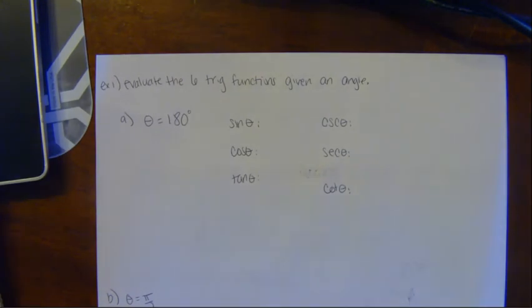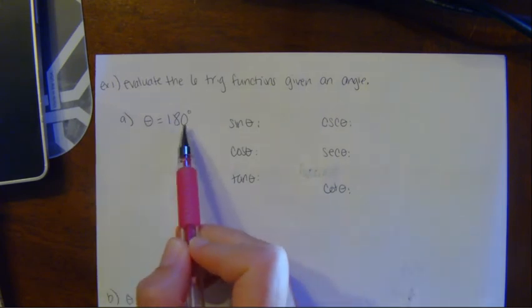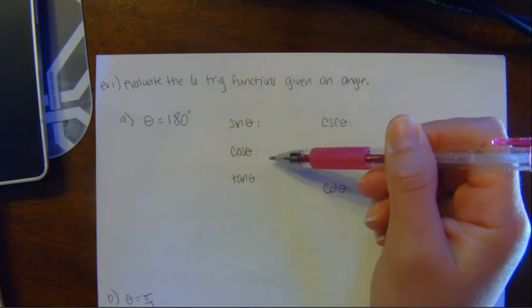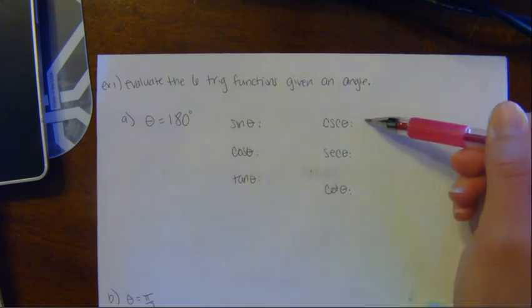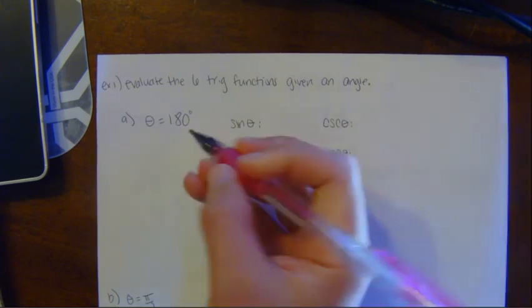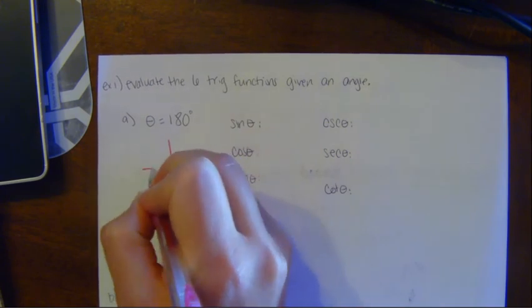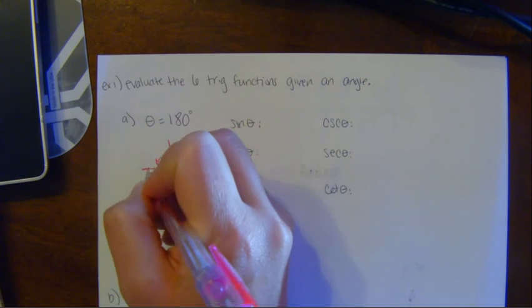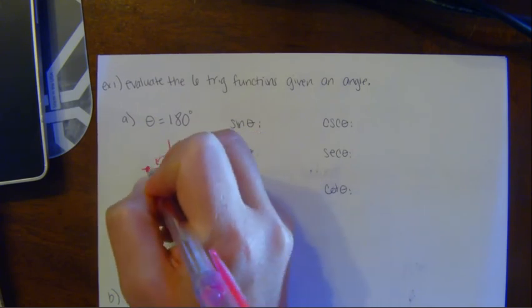So the first example we're going to do here is to evaluate all 6 trig functions given an angle. I'm telling you that my angle is 180 degrees. I want to know what the sine of 180, the cosine of 180, and the tangent are, as well as all of the reciprocals. The first thing I'm going to want to do is sketch that angle. So 180 degrees is going to be this angle that's all the way over here.